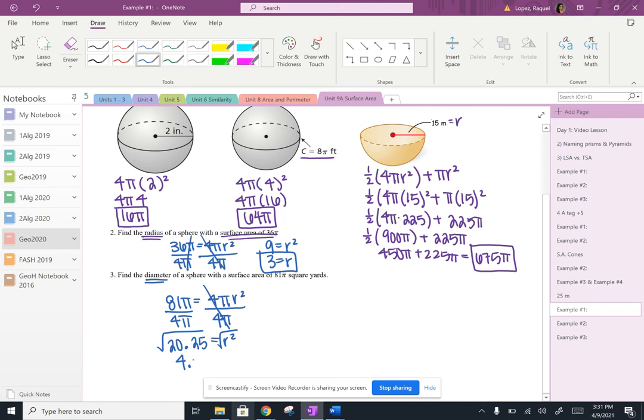So the radius is 4.5, but we want the diameter. So we're going to double that. So that means that the diameter is going to be 9 yards.